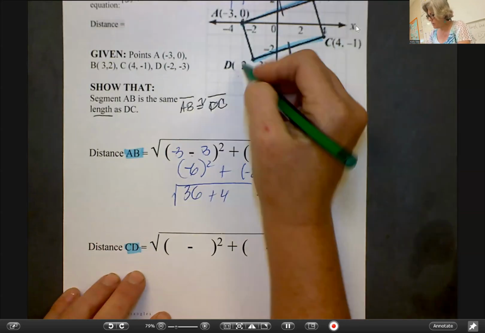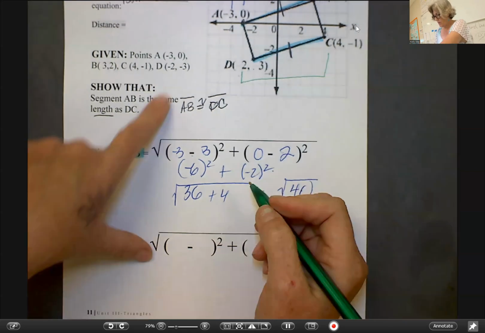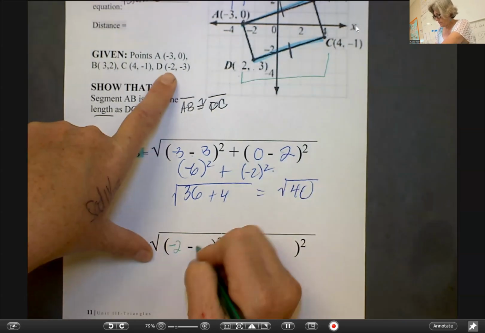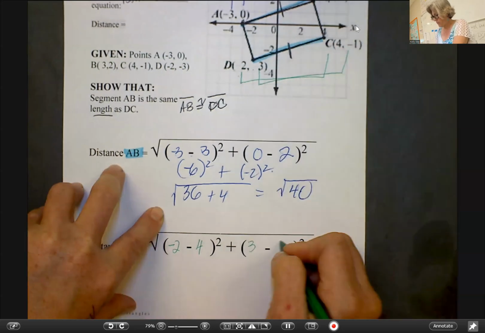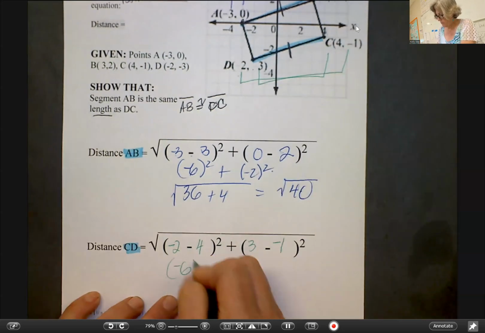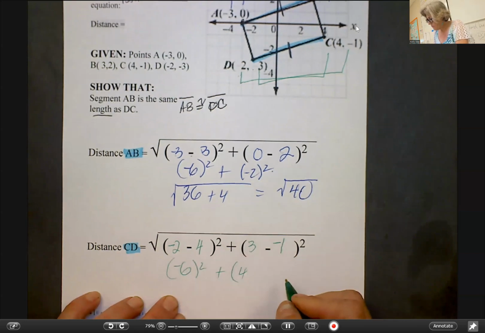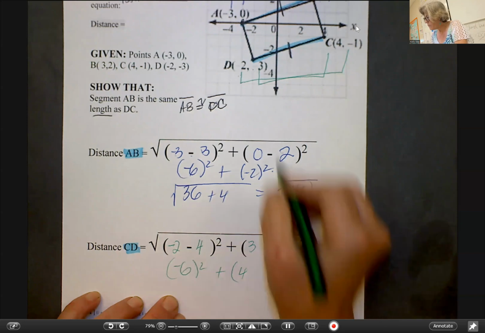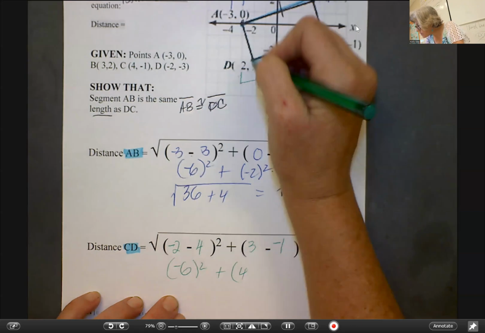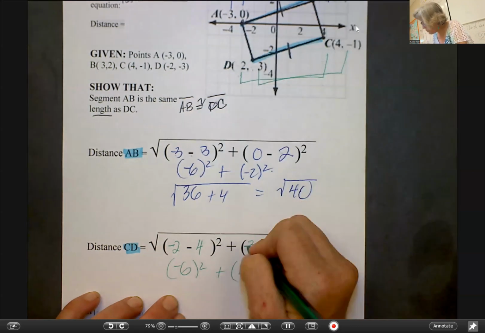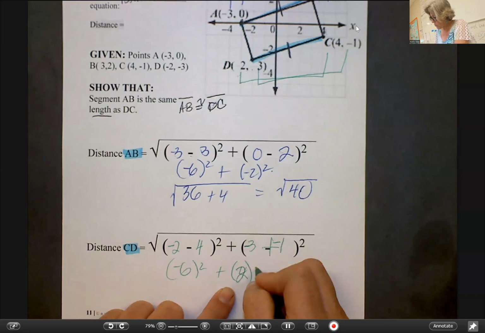Okay, CD, that is x to x, y to y. Oops, it's a -3 there. That's important. So that becomes a double negative, becomes a positive. So again, we're back to 2 squared.